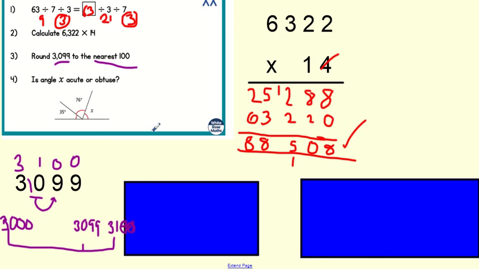So we're back on our number line. We are rounding, aren't we? 3,099 to the nearest 100. So we wanted to know what the multiples are of 100 that comes before and after. So if I got 3,099, the multiple before is 3,000 and the multiple after is 3,100. So which is it closer to, year 6? 3,000 or 3,100? Well done.